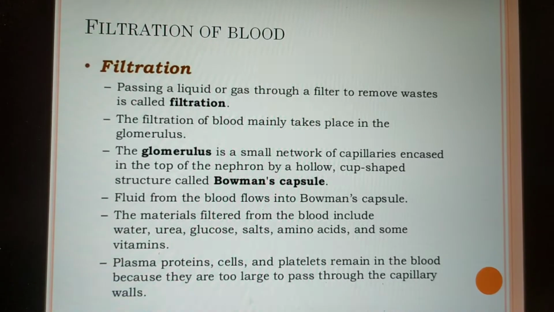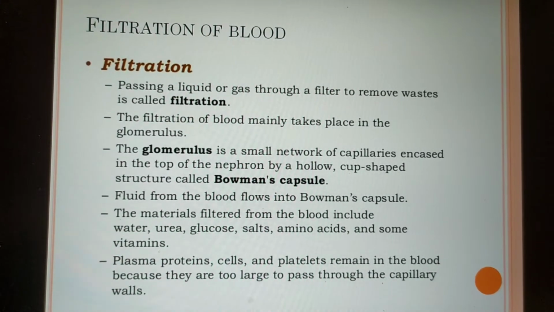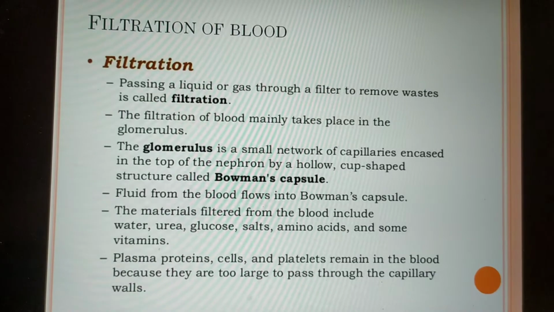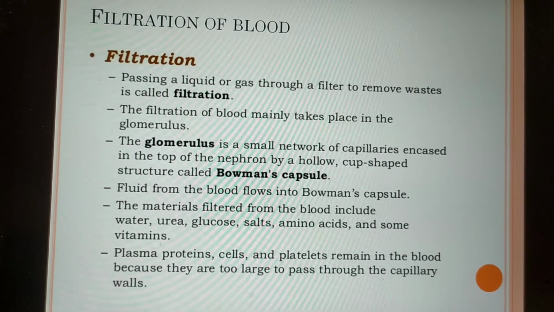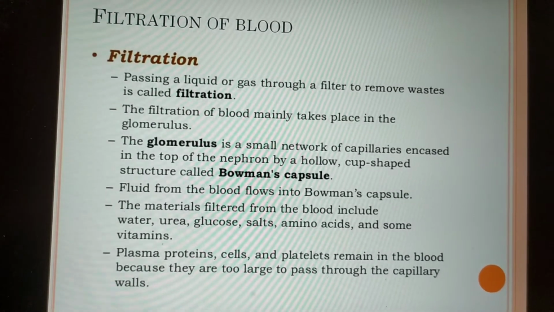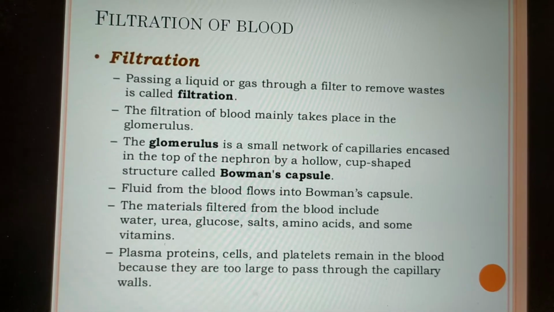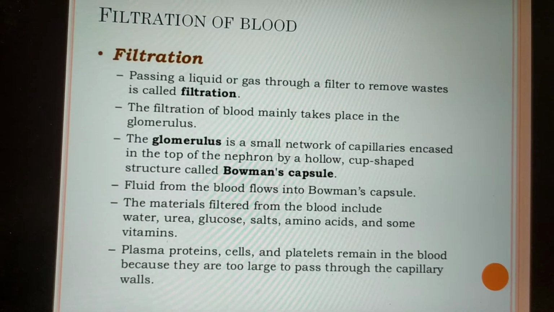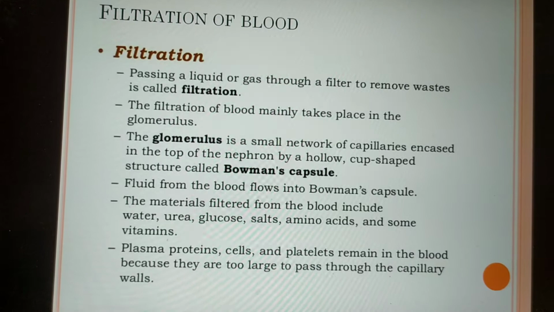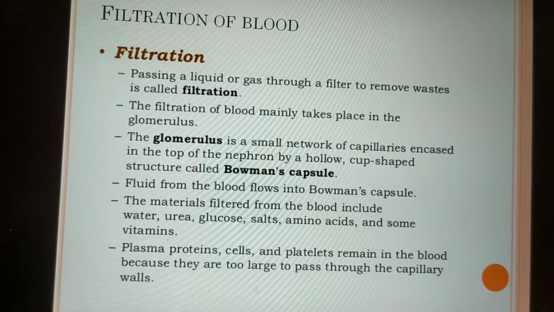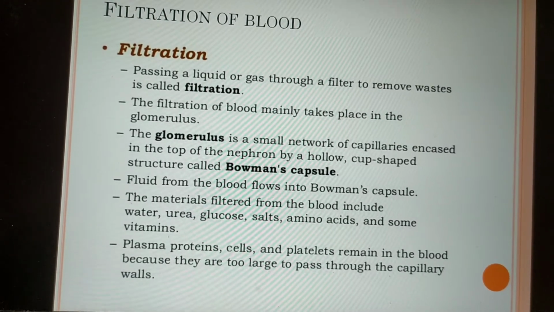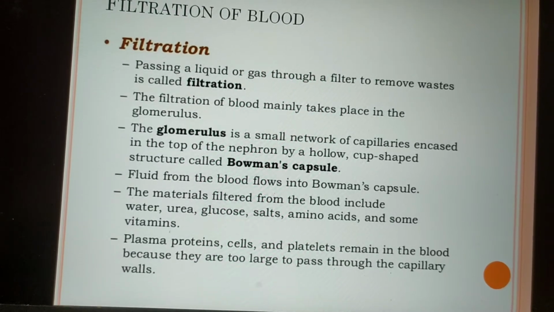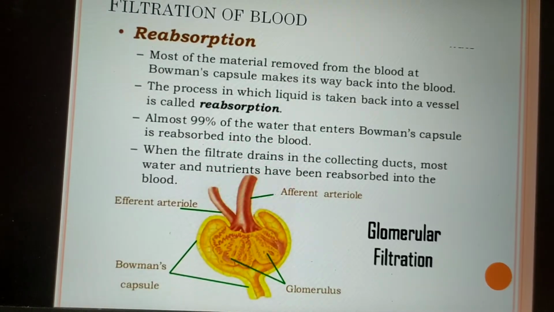Glomerulus consists of a small network of capillaries encased in the top of the nephron by a hollow cup-shaped structure called the Bowman's capsule. Fluid from the blood flows into Bowman's capsule. The materials filtered from the blood include water, urea, glucose, salts, amino acids and some vitamins. Plasma proteins, cells and platelets remain in the blood because they are too large to pass through the capillary walls.